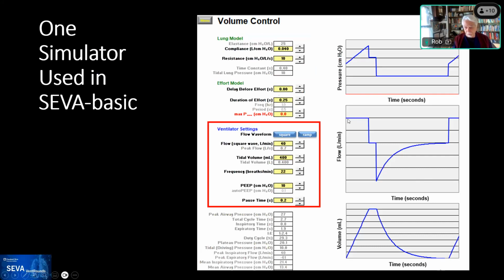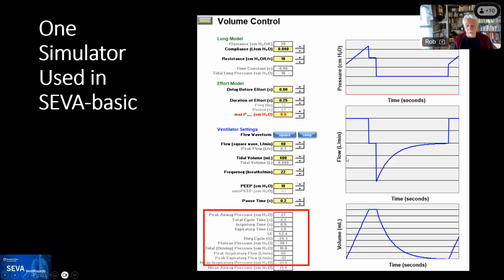And here you see we have a square or a constant inspiratory flow. Then you can pick the value of that constant flow, the tidal volume, the frequency of the breaths, PEEP, and a pause time. In this case, we have a short pause time. And then finally, down at the bottom, there's a whole bunch of calculated values.